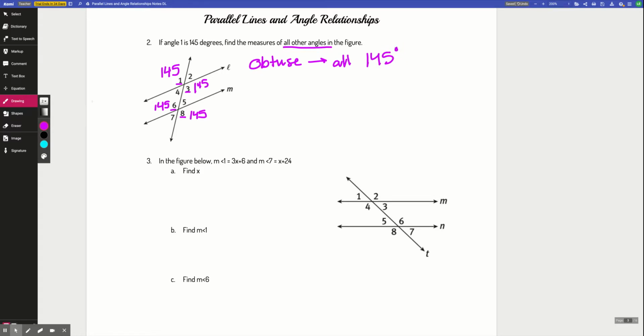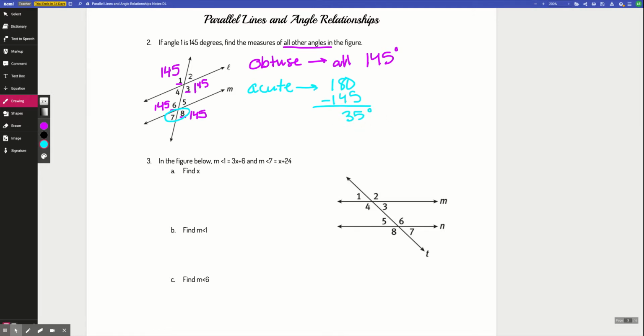Then it becomes a matter of how big the acute angles are. Remember that you have a bunch of linear pairs right here. Angles 7 and 8 have to add up to 180 because they form a straight line. So to figure out what the acute angles are, we would do 180 minus 145, which is 35.